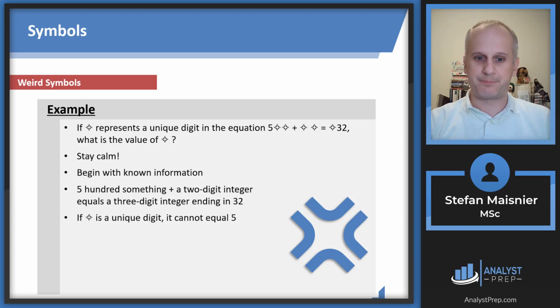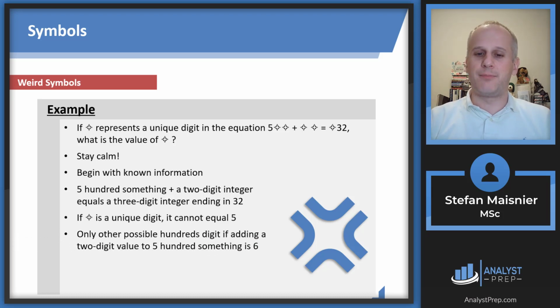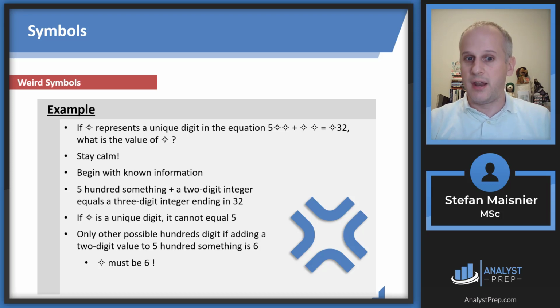That's what we know so far. But we also know that if the 4-pointed star is a unique digit, it cannot equal 5. So that's the logic that makes us say, okay, the only other possible hundreds digit, if you're adding a 2-digit positive value to 500 something, is going to be 6. So the star has to be 6, because you can't add a 2-digit value, like 70 or 90, to 500 something and get a 700 or 800 value. That would require another hundreds digit.